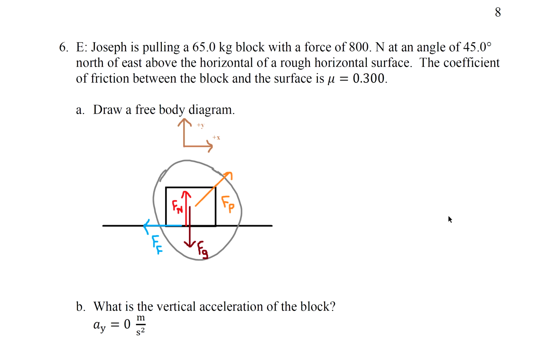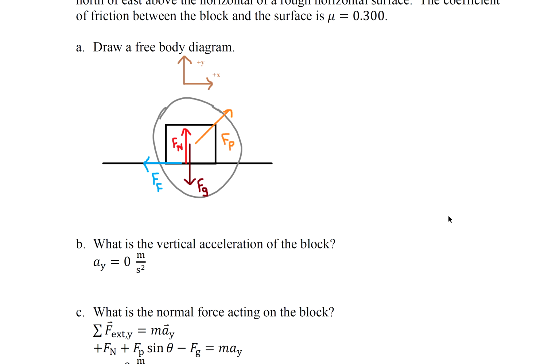Question 6. Joseph is pulling a 65 kilogram block with a force of 800 newtons at an angle of 45 degrees north of east above the horizontal of a rough horizontal surface. The coefficient of friction between the block and the surface is mu equals 0.3. So part A, draw a free body diagram. Remember, step 1 is circle the object, step 2 is label the forces, step 3 is put an x and y axis, step 4 is use the equation, sigma F equals ma.